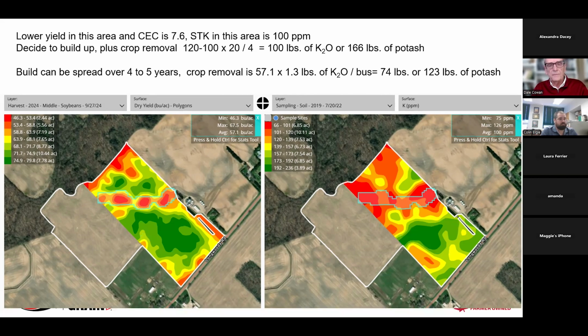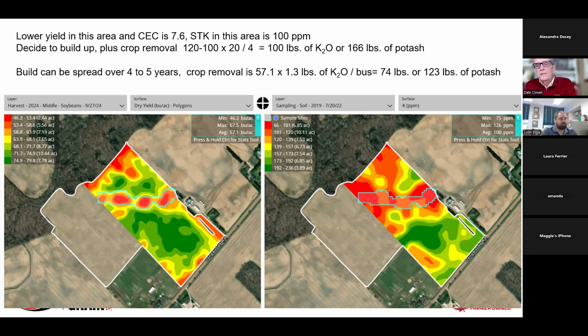And then I focus on that sandy area. The soil test there is only 100 ppm. The cation exchange capacity is 7.6, so I know it's pretty light. Maybe potash is affecting me when I have lots of moisture. So if I want to do a buildup, I spread it over 4 or 5 years. That's an extra 74 pounds plus my crop removal.